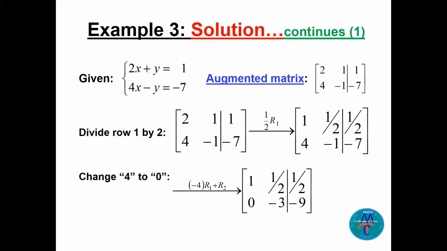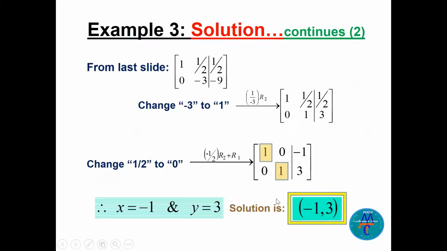So here now we need the minus 3. This minus 3 down here, we needed 1. So to change this number minus 3 to 1, we divide by minus 3, all row 2, all of it. 0 divided by minus 3, minus 3 divided by minus 3, minus 9 divided by minus 3. So I get 0, 1, 3, which is nice.